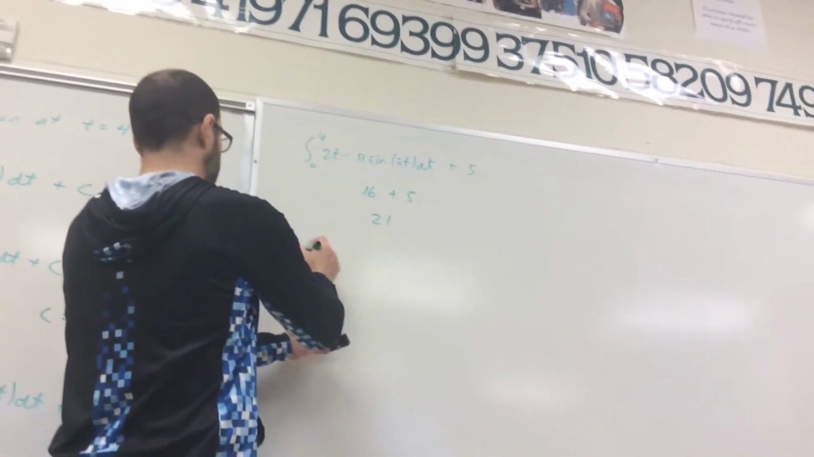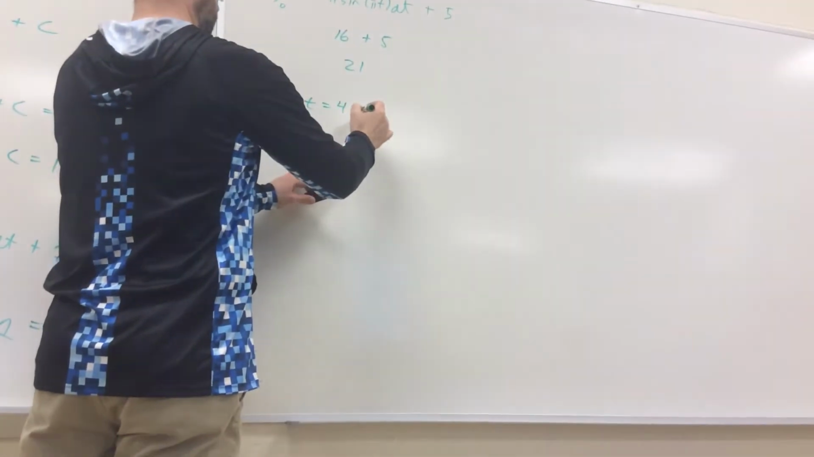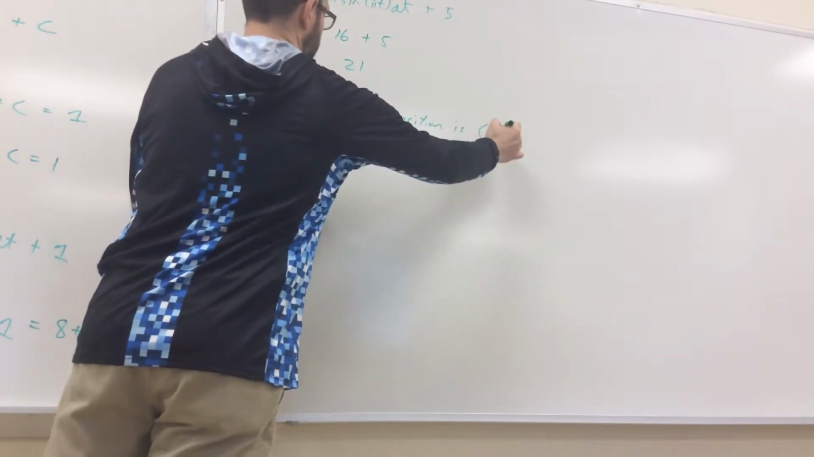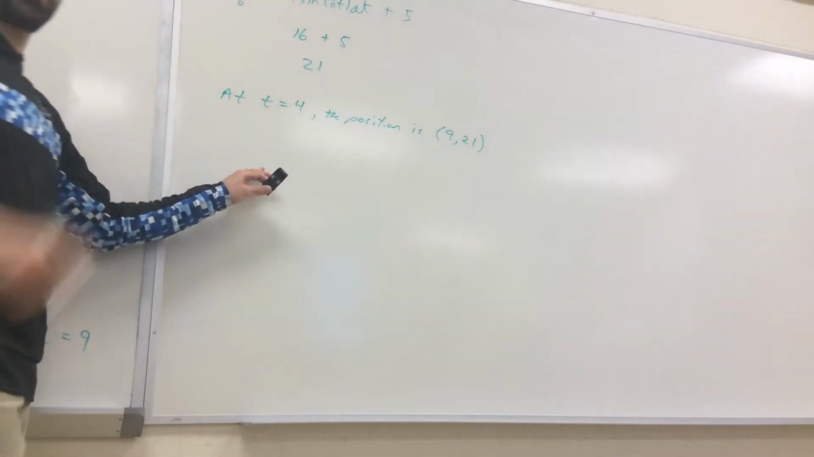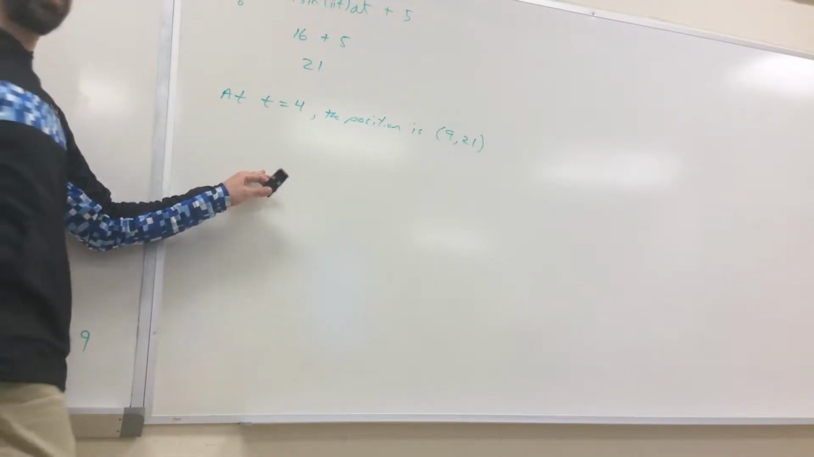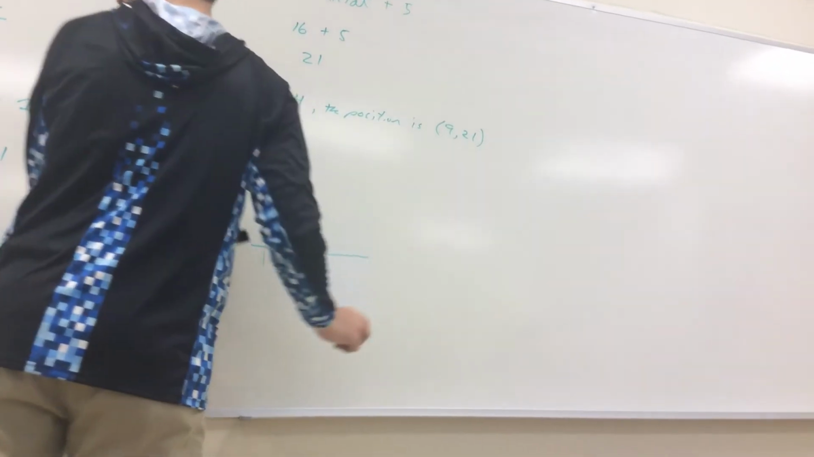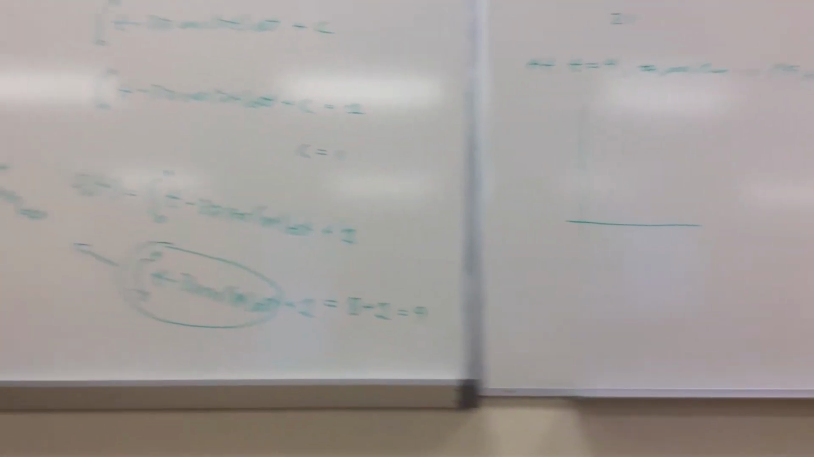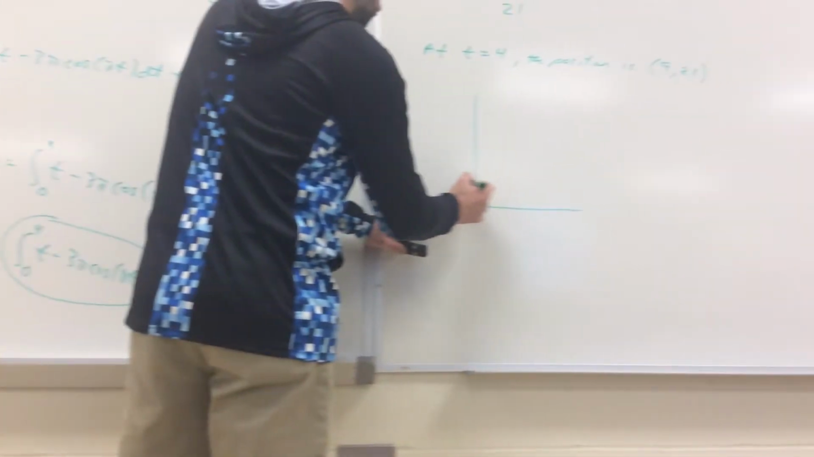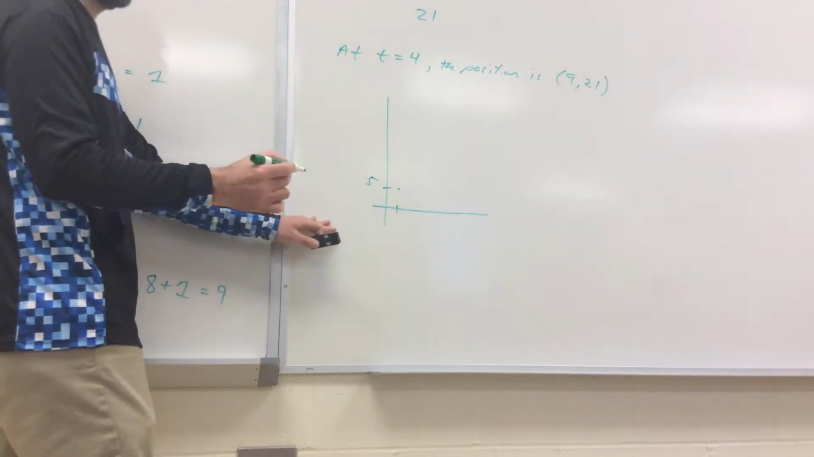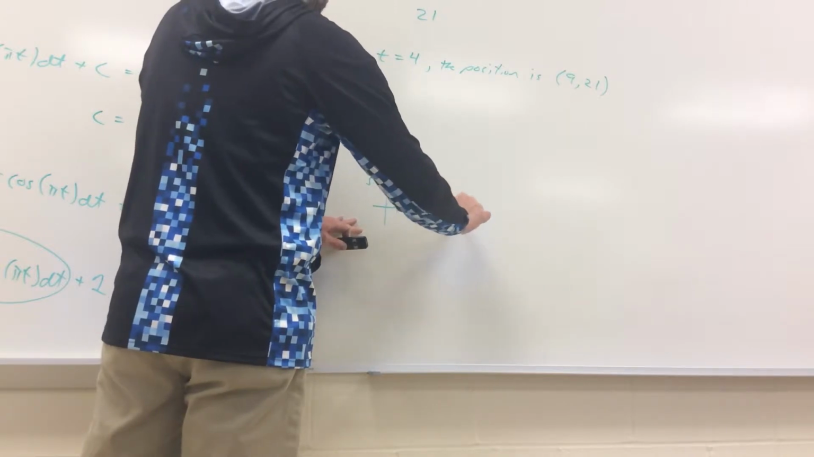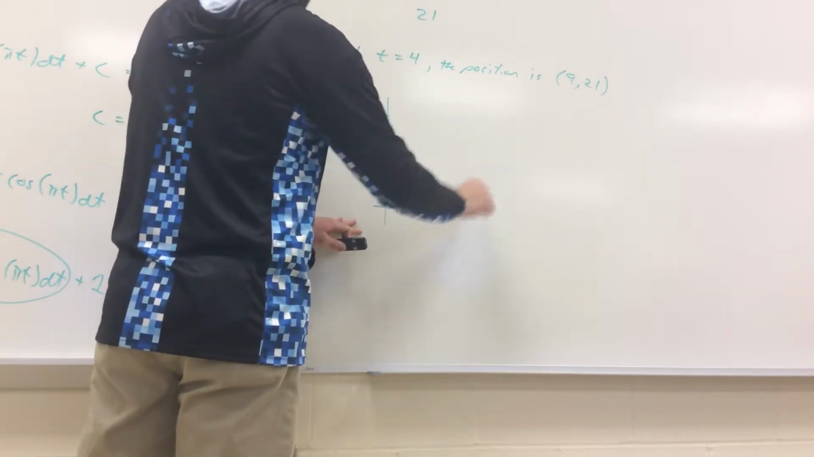So then at t equals 4, the position is (9, 21). So the particle started at time t equals 0 at (1, 5). And then 3 seconds or 4 seconds later, it was at (9, 21).